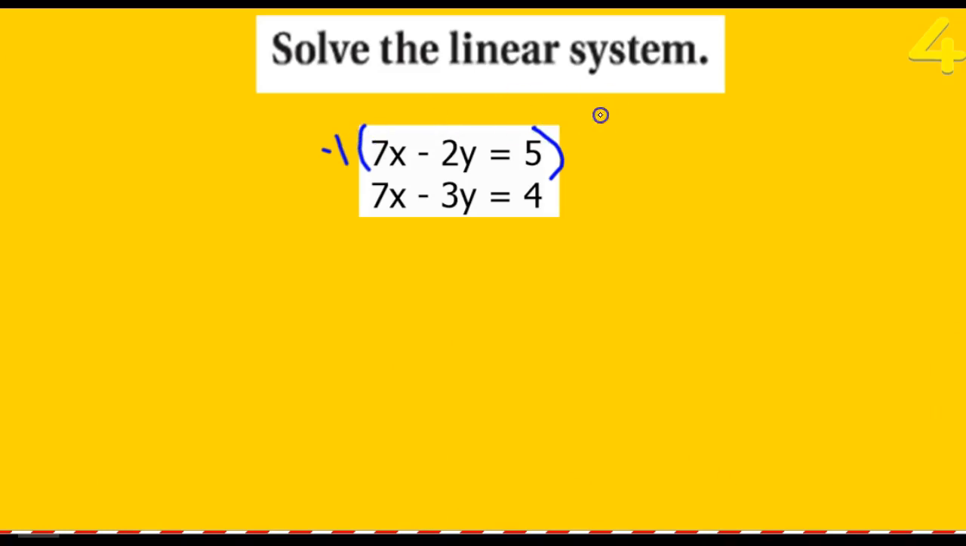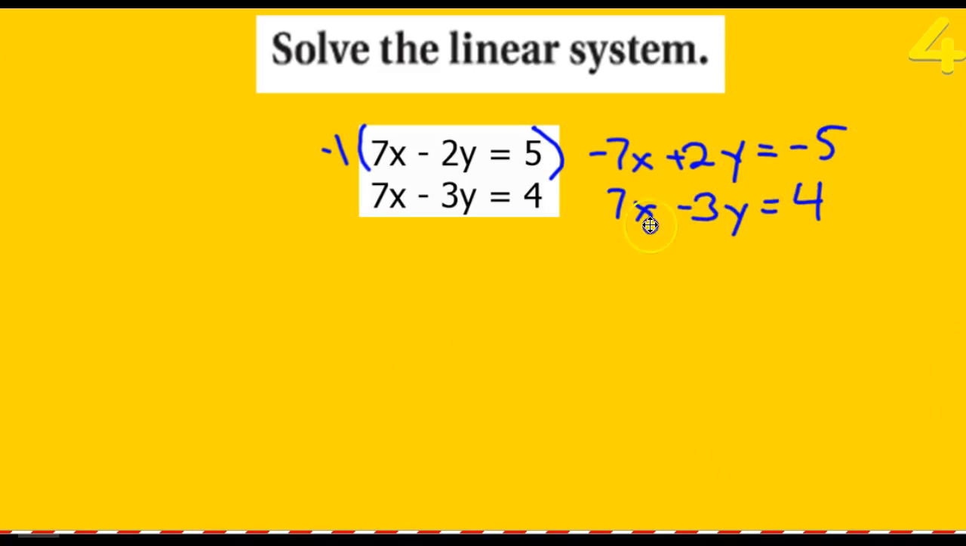So negative 1 times 7 gives us negative 7x. Negative 1 times negative 2 gives us a positive 2y. And negative 1 times 5 gives us a negative 5. Still have the second equation, 7x minus 3y equals 4.